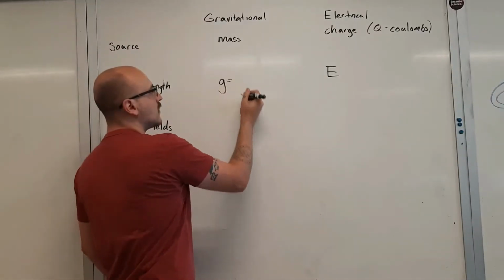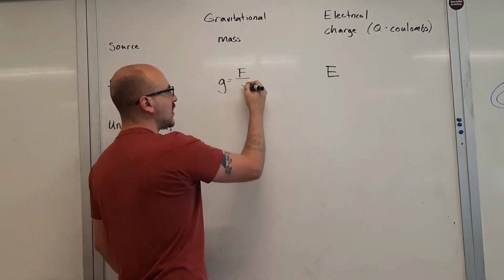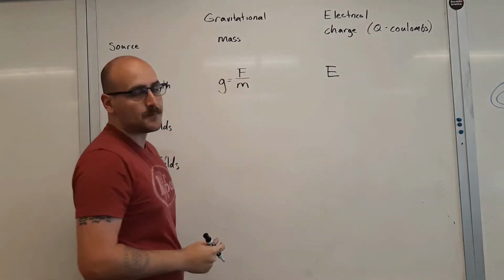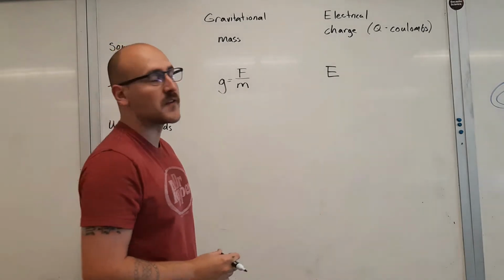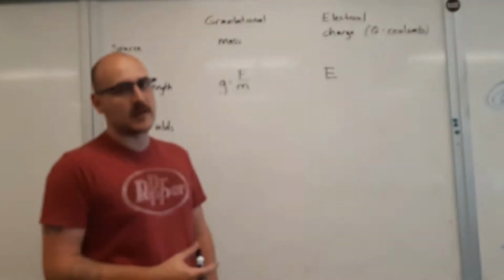With a gravitational field, you can find that field by taking your force and dividing by the mass of something. So force divided by mass gets you the gravitational field. This specifically would be what we call the weight of something. So weight divided by mass, you end up getting gravity.